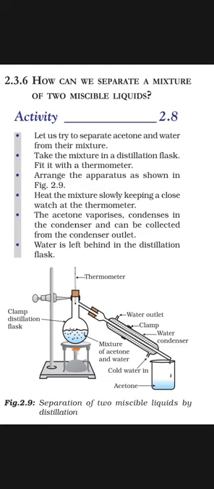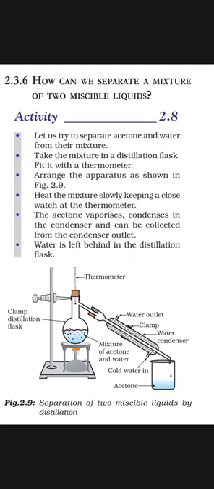Now here the acetone is more volatile than water. What do you mean by volatile? Volatile means the substance which evaporates quickly. So acetone is more volatile than water. When you arrange everything as shown in the apparatus and you supply heat from the burner, what happens?